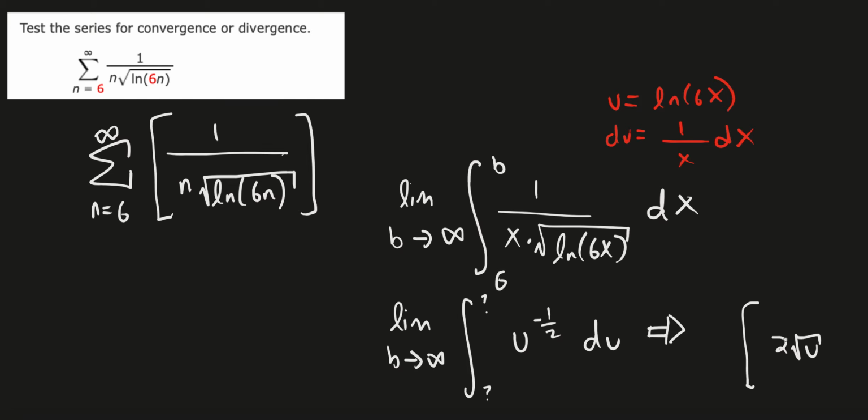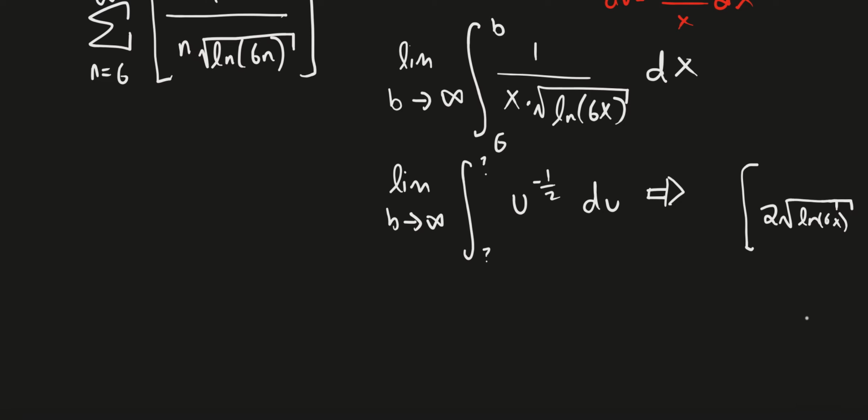Instead of writing the square root u, I'll just replace it. Whoops, that's not what I wanted. I'll just replace this with the natural log of 6x. That's what u is here. The natural log of 6x. Okay, so that's essentially what we get, right? So let me go ahead and scroll down a little. That's what we get as a result of integrating this here.